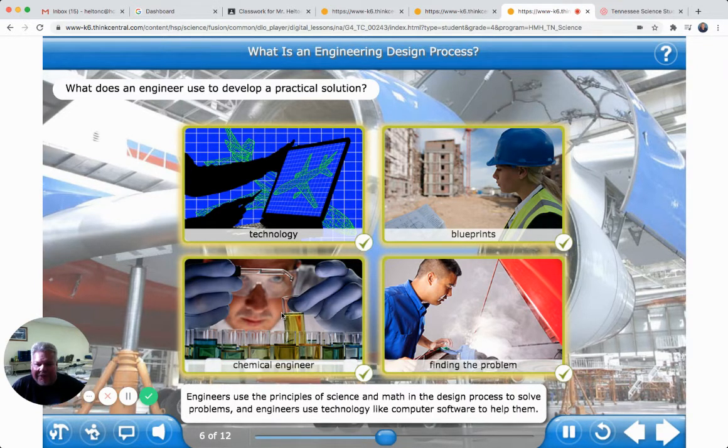Engineers use the principles of science and math in the design process to solve problems. And engineers use technology, like computer software, to help them.